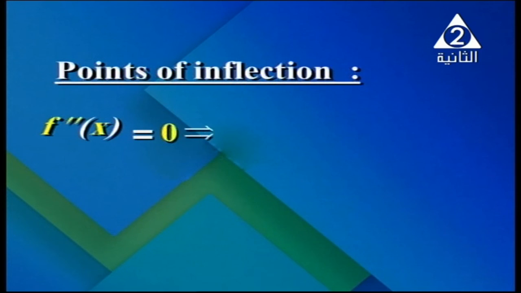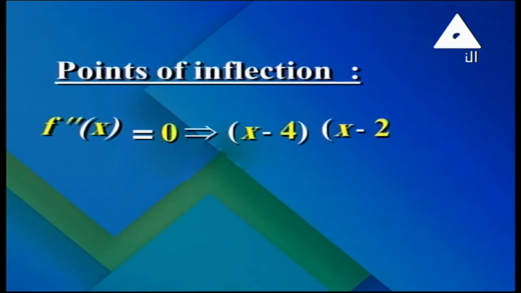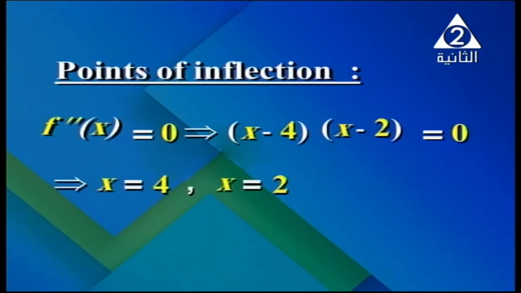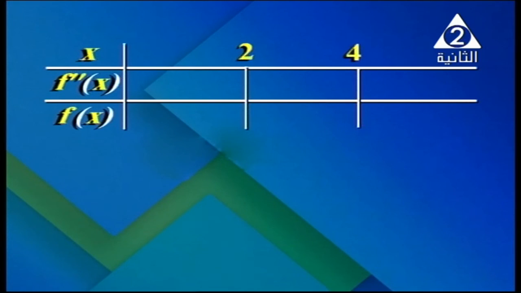Equals 0. Find the value of x when f double dash of x equals 0, then we deduce that x equals 4 or x equals 2. We obtain another table with x, f double dash and f of x. We have two values of x, 2 and 4. We have three intervals: negative infinity to 2, 2 to 4, and 4 to infinity.